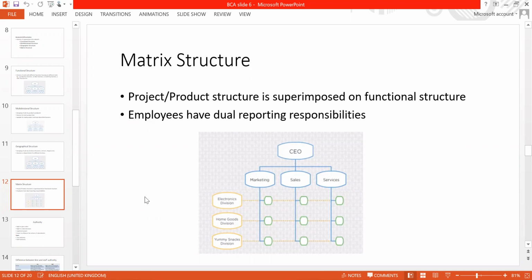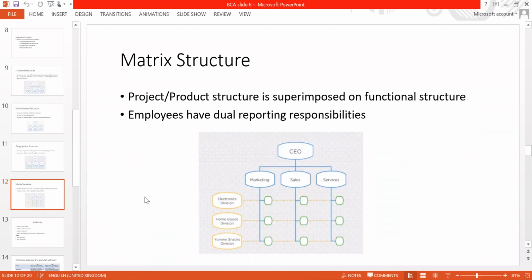You see, now what happens is, for example, this marketing people are reporting to the project head. They have to report to the head of the electronics division, and at the same time they also have to report to the marketing head of that company. You see, it goes both ways. Is this clear? Is this structure clear to you?